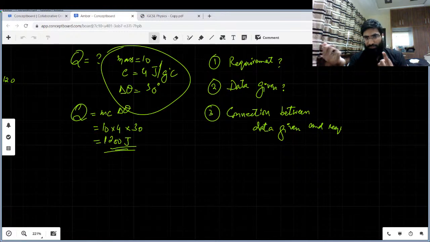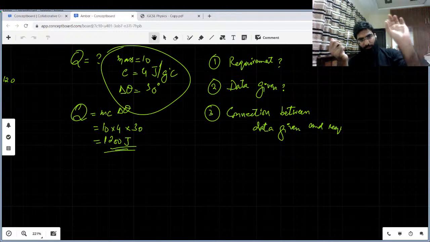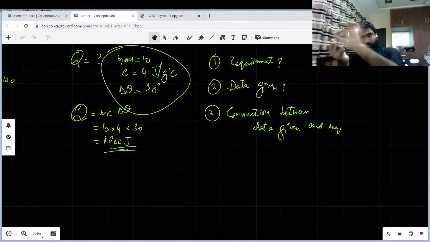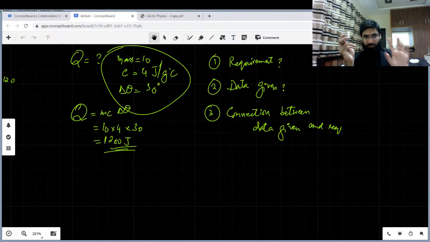Sometimes it would be done in just one step, like over here, and sometimes it would be done in 2 or 3 steps. So you have to make that complete connection. This information is given, it would lead me to this, which would lead me to this, which would lead me to the answer. In most of your questions, it would be just one step. In some of them, it would be two or three steps. It would never be more than three steps at your IGCSE level.